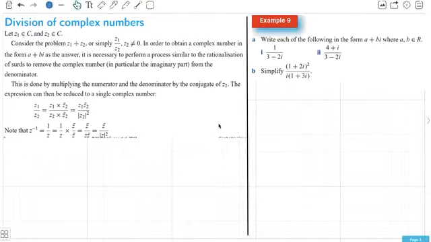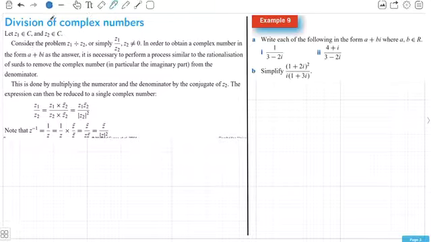So for division of complex numbers, what we need to do is something very similar to rationalising the bottom of a fraction if you have surds. I've seen it in other books called realising the denominator, so making it a real number. Essentially we just don't want to have an imaginary number underneath in a fraction.